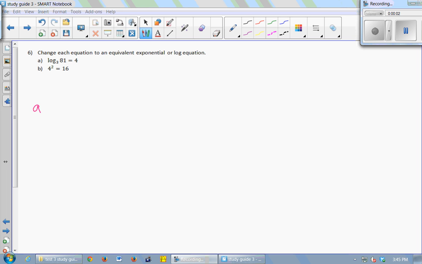Let's start with part A. I have a log equation. Log base 3 of 81 equals 4, and I'm supposed to change this to an equivalent exponential equation. So in a log equation, this little subscript is called the base, and it's also the base in your exponential equation. So this is going to be 3 to the something equals something else, and my input and output now switch. So instead of looking like 3 to the 81 here, it's actually going to be 3 to the 4th equals 81.